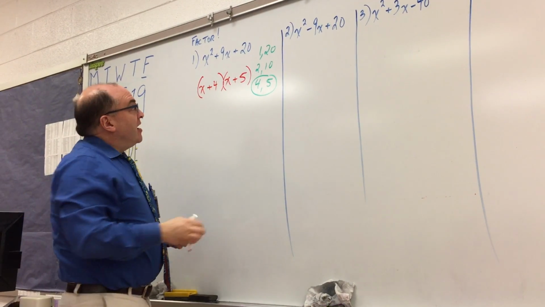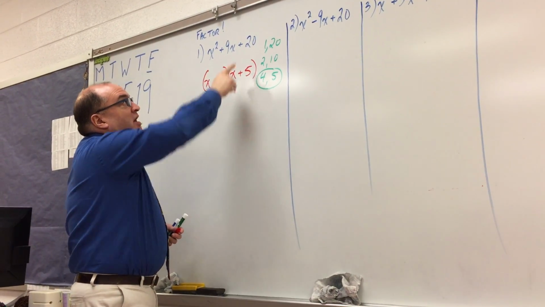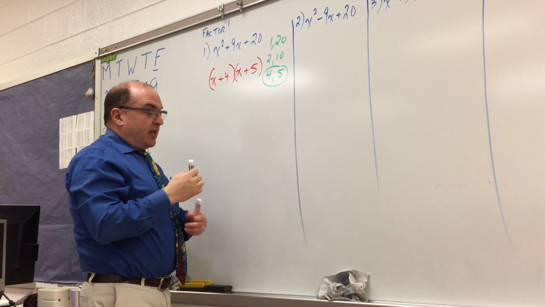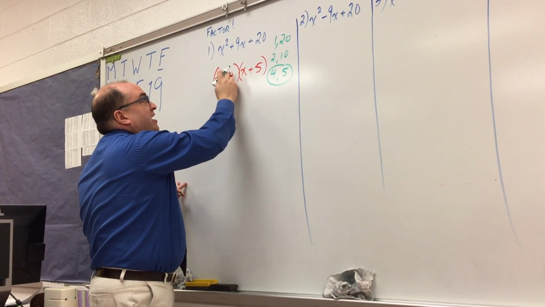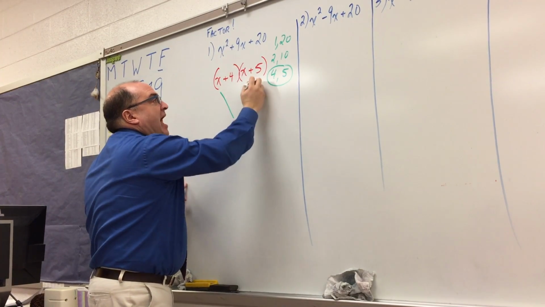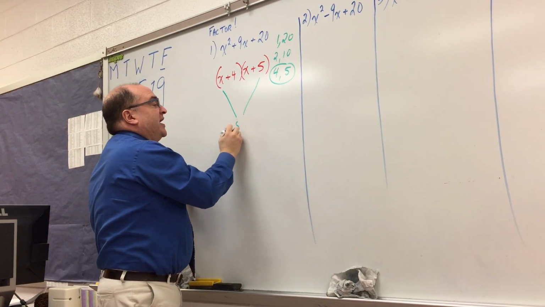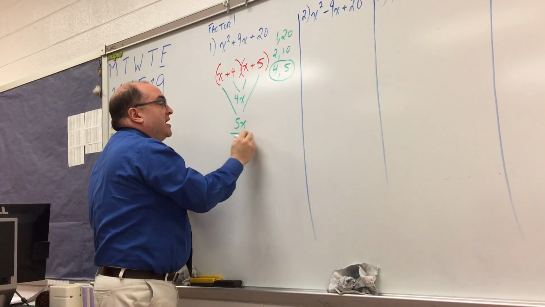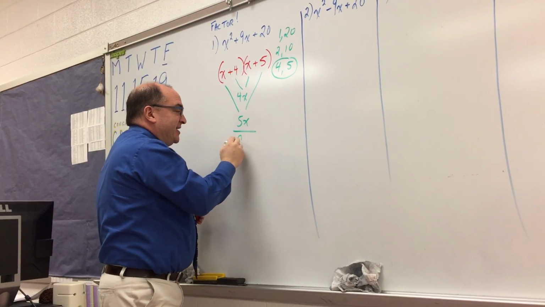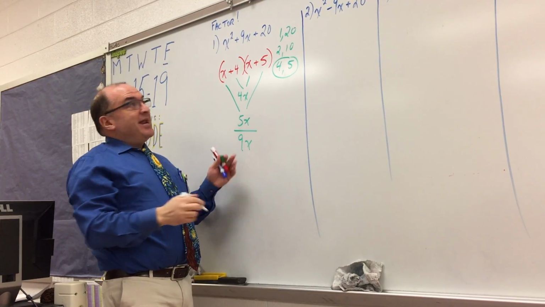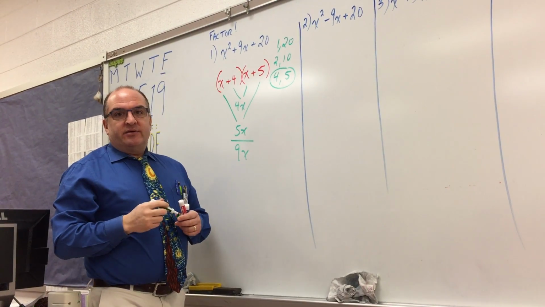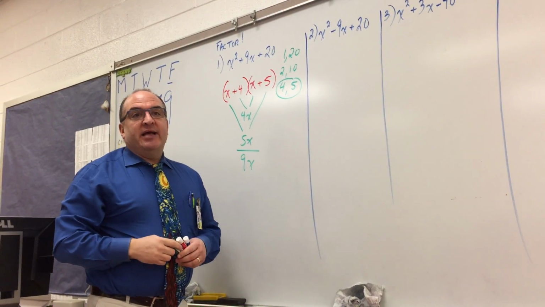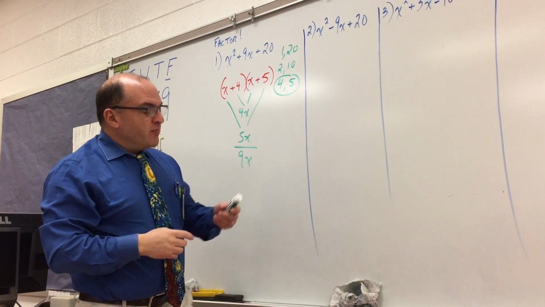To check, you know that you made x squared, you know that you made 20, but the question is, did you make 9? Well, let's see. We do the outer and the inner in FOIL. Outer is 5x. Inner is 4x. 4x plus 5x is 9x. There is your answer. You convinced yourself that you made 9x, so you've got the answer.